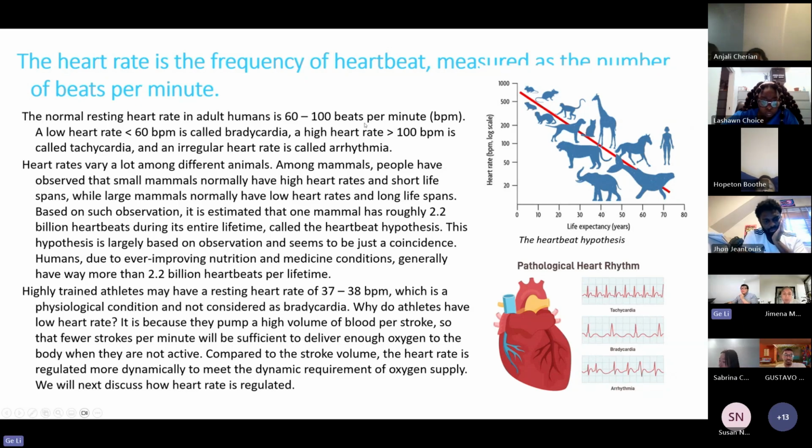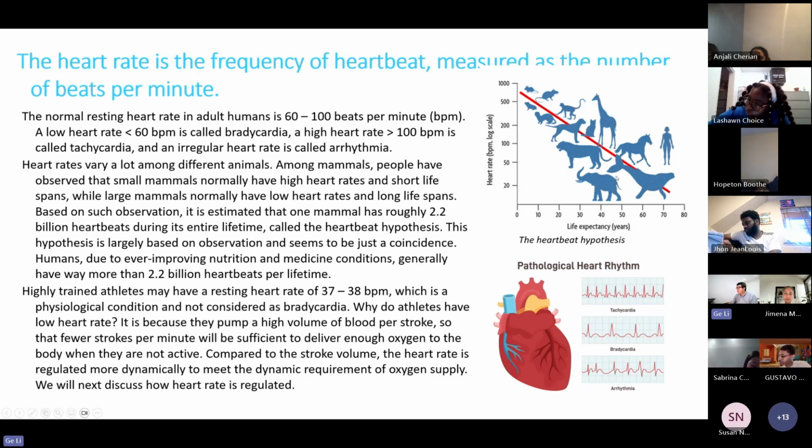But here, 60 to 100 beats. 60 to 100, that's considered the normal rate of a human being. Less than 60, we call it bradycardia. And more than 100, we call it tachycardia. Slow heart rate, low heart rate, high heart rate. Neither of those will be a good sign of heart health.